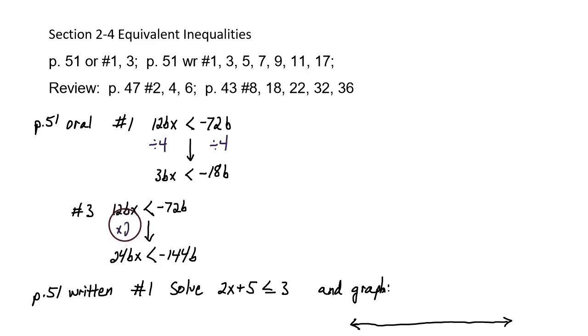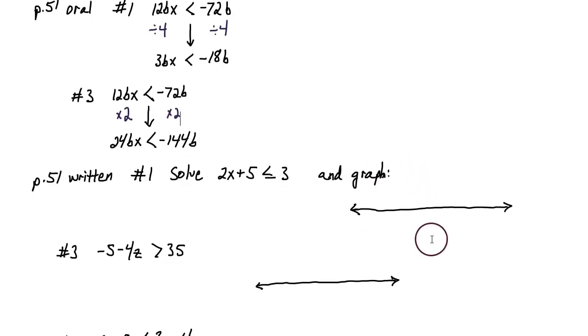12bx times 2 makes 24bx. And on the right side, you also would times by 2 to change from this expression into this expression. So the transformation step is to multiply both sides by 2. Now page 51, the written exercises.